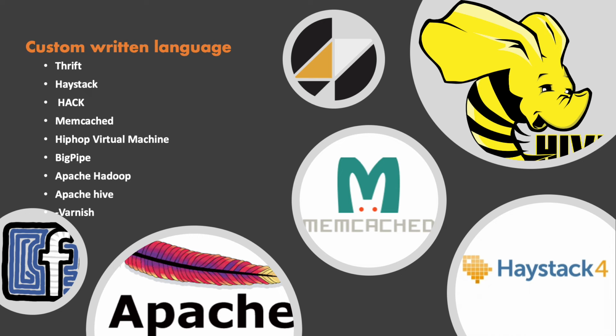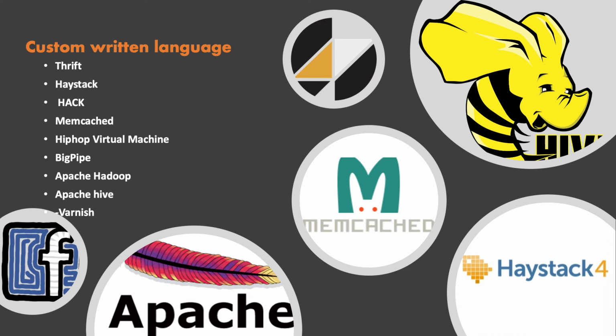Custom-written languages include Thrift, which lets programs compiled from different languages work together. Haystack, used to serve Facebook's immense number of photos. Memcached, very famous, and it's a caching or storage system used to give the user a faster and better experience. Hip-Hop Virtual Machine, a faster version of PHP. Hack, a derivative of PHP that makes working with PHP smoother.